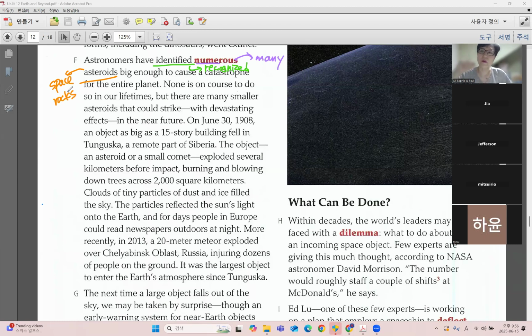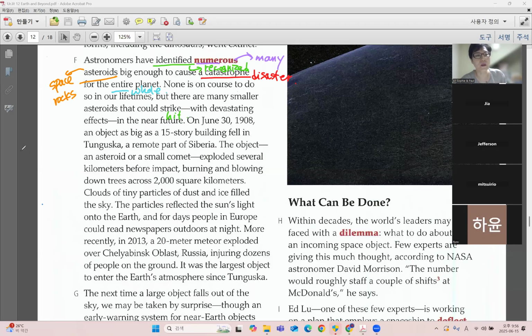You know, I'm writing, and so you keep writing and practicing. Big enough to cause a catastrophe. What is a catastrophe? It means disaster for the entire whole planet, whole Earth. None is on course to do so in our lifetimes. But there are many smaller asteroids that could strike, could hit.